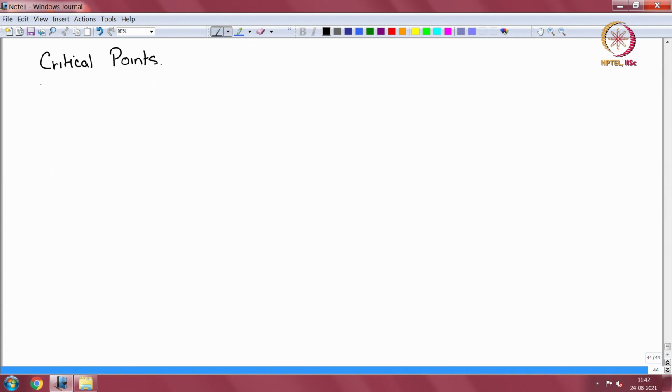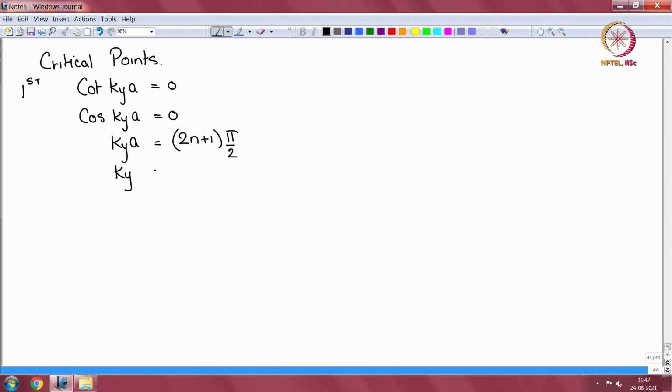So the first critical point is when cot kya is equal to 0, which means cosine kya is equal to 0, which means kya is of the form, let us say, twice n plus 1 pi by 2, and therefore ky is equal to twice n plus 1 pi by 2a.